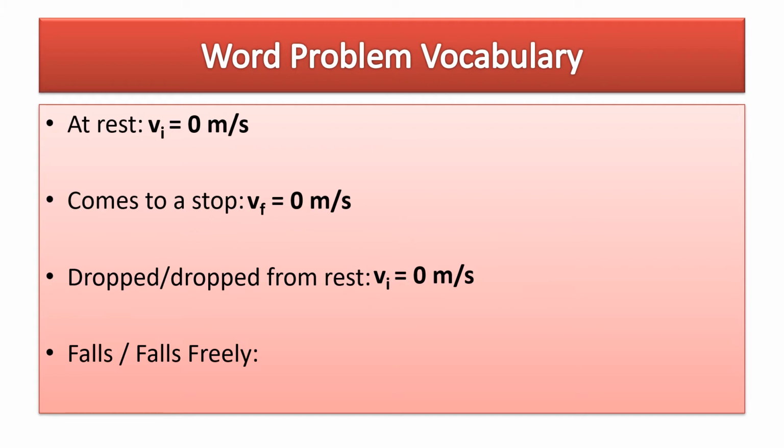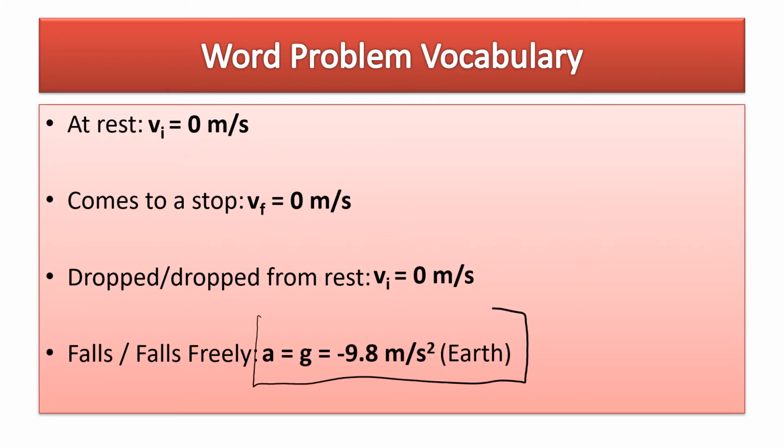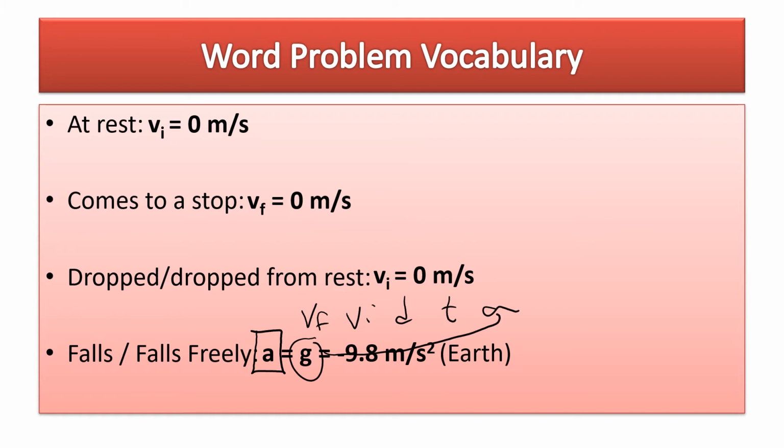And if it's falling, they don't have to say it falls freely. If it's an object that falls, then we assume that it's negative 9.8 meters per second squared. That's the acceleration. So you could write g. Technically, that would be cool to do, but don't forget that's really a. In our kinematic equations, they all have a. We have vf, vi, d, t, and a, which now the acceleration due to gravity can plug in over there.